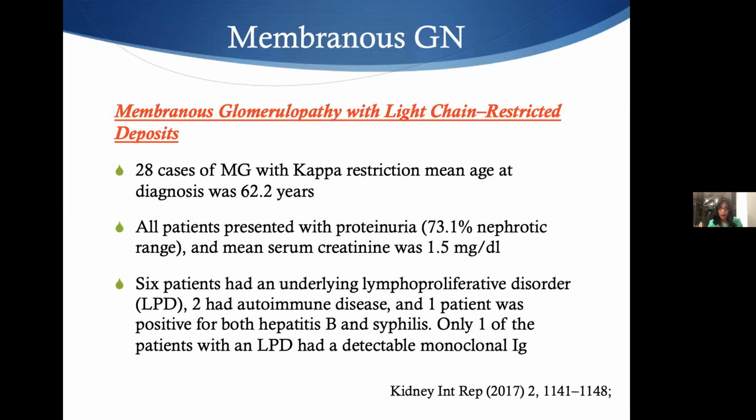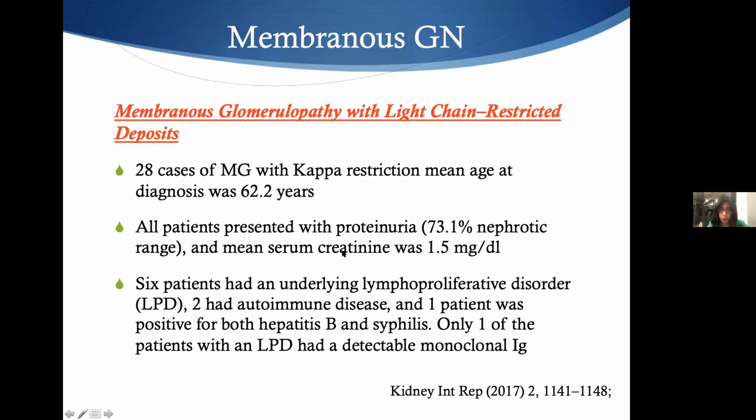This is also rare, but membranous glomerulopathy can present with light chain restricted deposits. This is a report only by Christopher Larson from Arkana Laboratories, who reported 28 cases of membranous glomerulonephritis with kappa restriction, and their mean age was 62 years old. They were all nephrotic and so on.